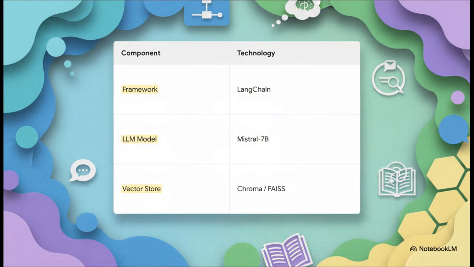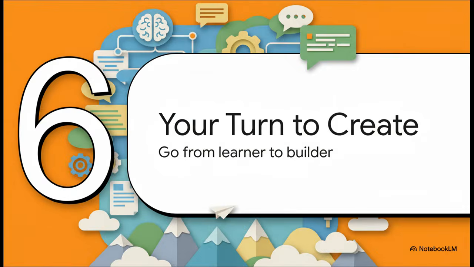Now to build this, you will need a few new tools in your toolkit. You could use a powerful open-source model like Mistral 7B. For that special searchable index I mentioned, you'll need what's called a vector store. Think of it as a database for meaning. Tools like Chroma or FAISS are great for this. And you can tie this all together with a framework like LangChain, which is specifically designed to make building these RAG pipelines way easier.